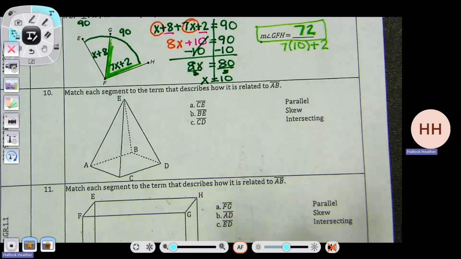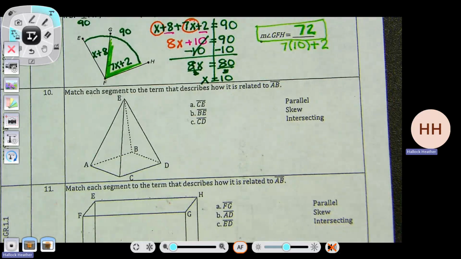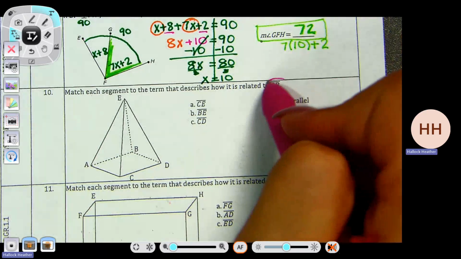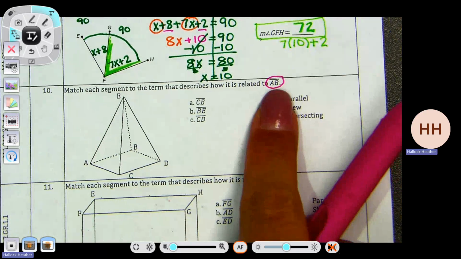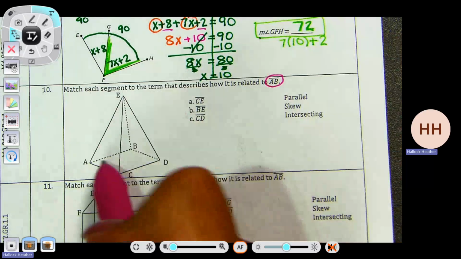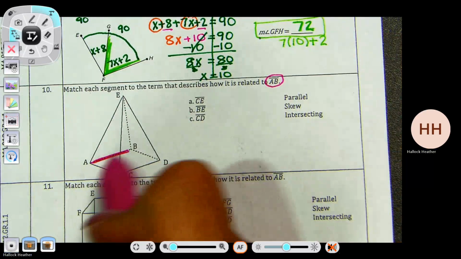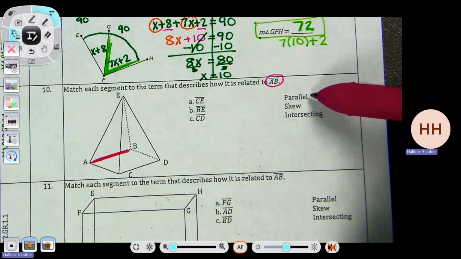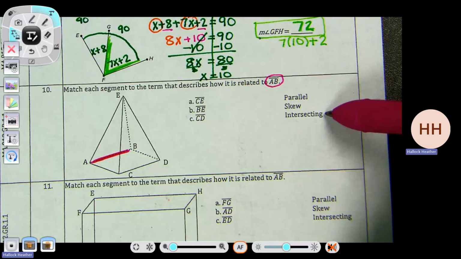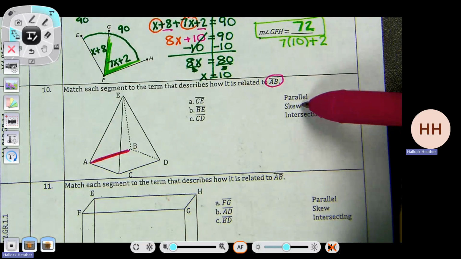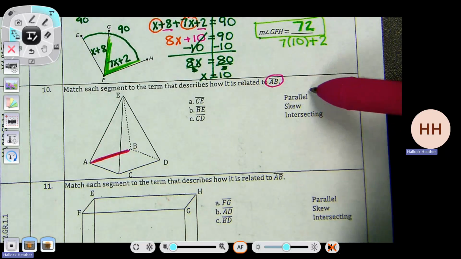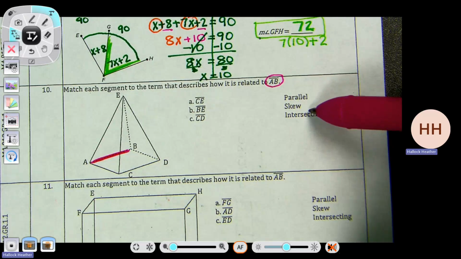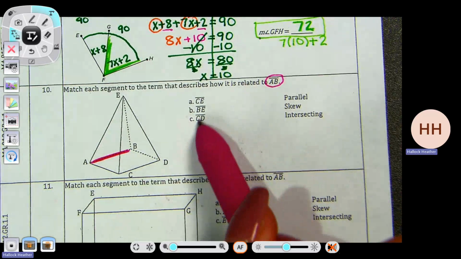The last two are really just vocabulary. So it says match each segment to the term that describes how it's related to AB. So I'm looking at line AB. AB is this back line. One of them is going to be parallel. One of them is going to be intersecting, meaning they cross. One of them is going to be skew. Basically, it's not parallel and it does not intersect. So let's try to see which one is parallel first.